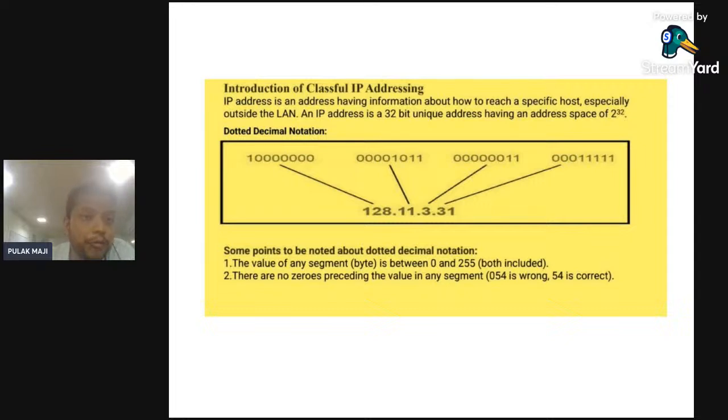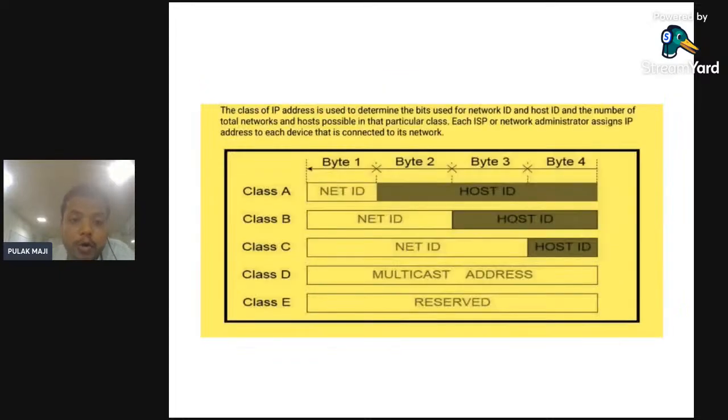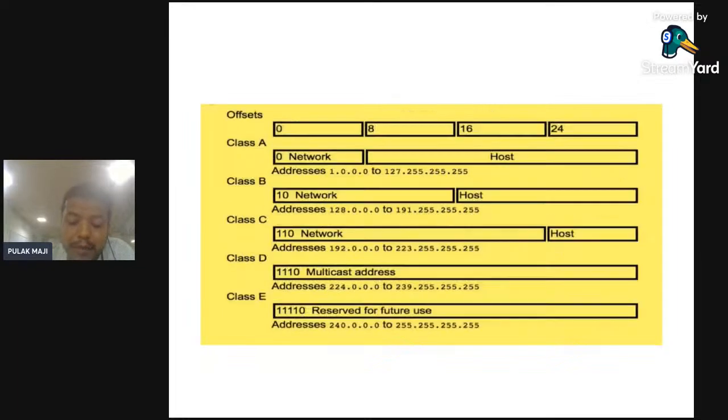Class identification is very important. We can identify it by looking only at the first octet. By looking only at the first octet value, which is 128, I can easily tell you which class this IP address belongs to. Then how do we identify it, and what is the first octet value? For that, we have some ranges.